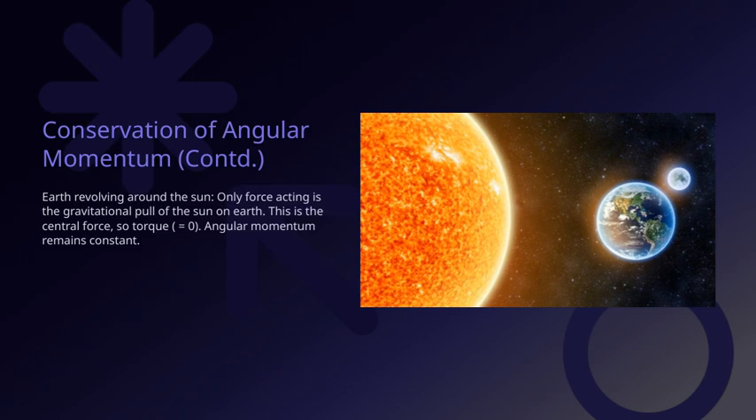This leads us to an important principle. The angular momentum of Earth remains constant as it orbits the Sun. This is a direct consequence of the conservation of angular momentum, which we've been discussing. So, even as Earth moves along its elliptical path, its angular momentum stays the same, highlighting the fundamental role of central forces in orbital mechanics and the broader theme of conservation laws in physics.